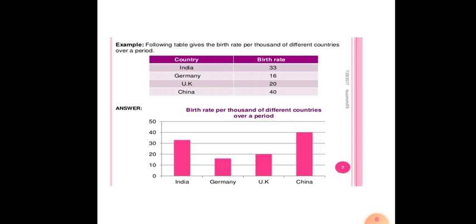Now this is how to draw the bar diagram. On the X axis you write the names of the countries, or otherwise the year, and on the Y axis you write the results. For India, what is the birth rate? 33 percent. India is showing as a separate bar in the simple bar diagram. Germany is 16, UK is 20, and China is 40. Like this you have to draw the bar diagram.